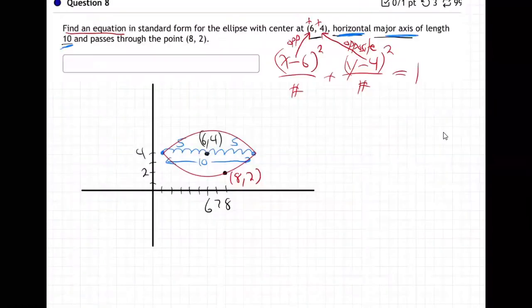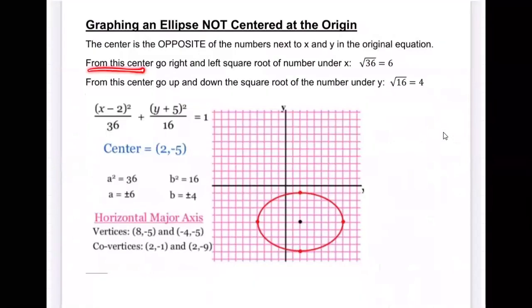Now, what goes underneath x and y? Well, we read right here, from this center, go right and left the square root of the number under x. See this number under x? When you square root it, 6, that's how far, 1, 2, 3, 4, 5, 6, right? And 1, 2, 3, 4, 5, 6 left. So it goes 6 this way and 6 that way from the center, because that's x. That's what's underneath x. x is always right, left. You go right, left for the number under x. You go up, down for the number under y. x is always right, left. y is always up, down. So we go right and left the square root of the number underneath x, anyway.